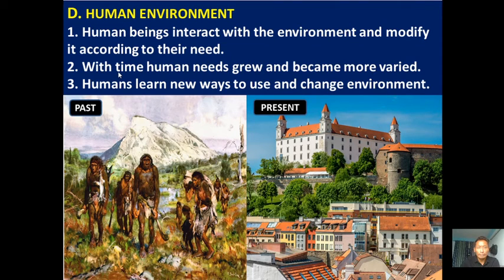So with the time, as compared to this picture, the human needs grew and become more varied. Varied means much more variety, more varied. So because of that, human needs grew and their needs are more varied. Because of that, humans learn new ways to use and change the environment.